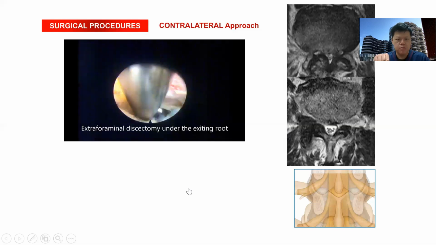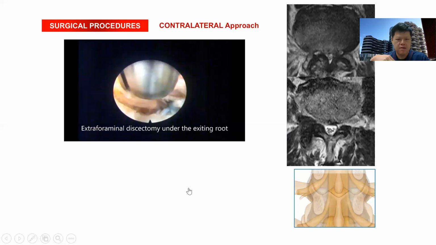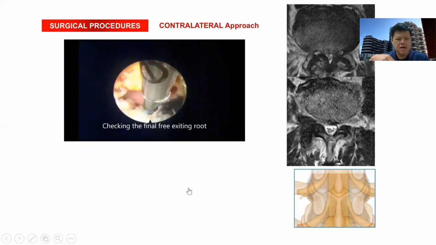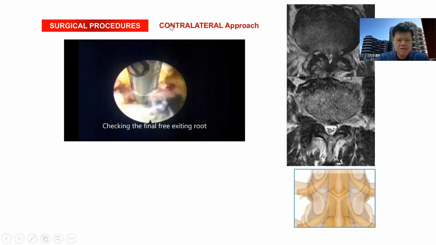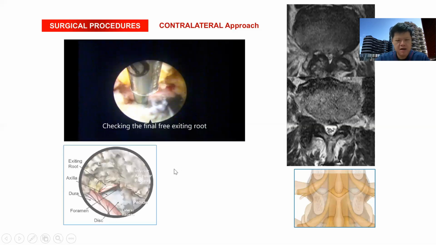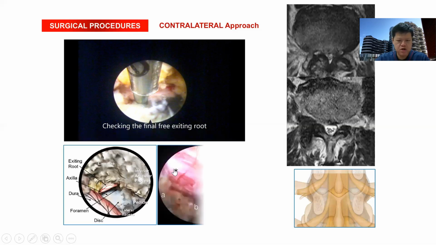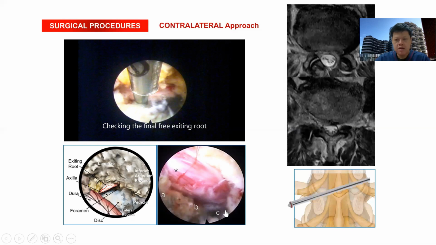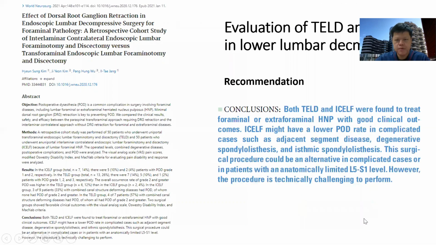The scope is tilted in such a way that the exiting nerve root is at the 12 o'clock position, and we can do a full release of the contralateral side, and we can see that there's a free and pulsating exiting nerve root. Using the X-ray, we can guide ourselves all the way to the extraforaminal region, and you can see that it's well decompressed from the central, lateral recess, foraminal and extraforaminal regions. And you can see from the MRI that this direction of decompression is well decompressed.